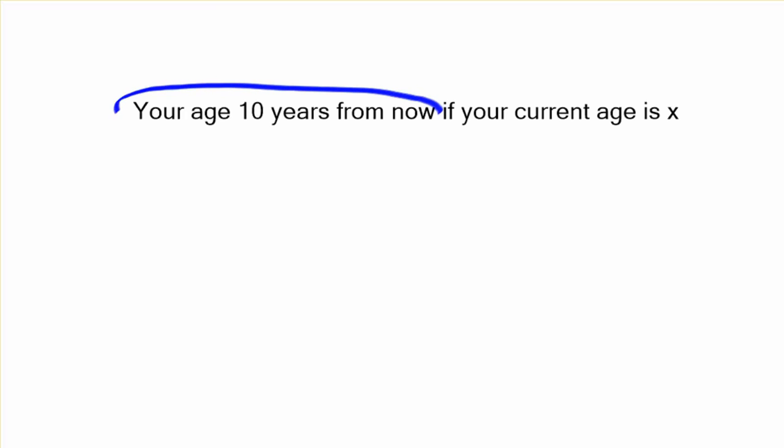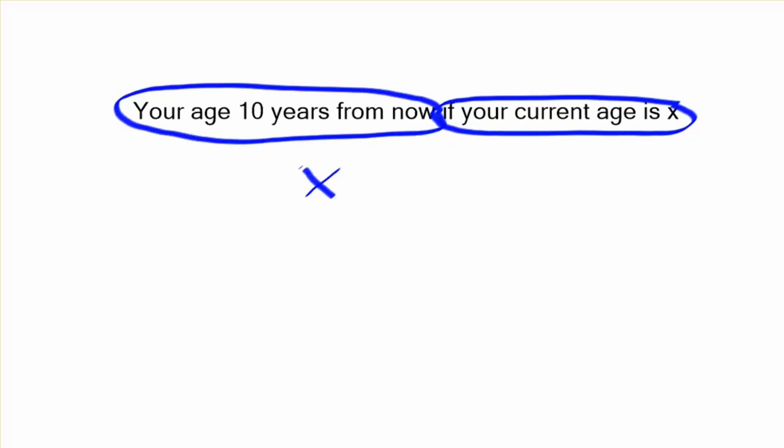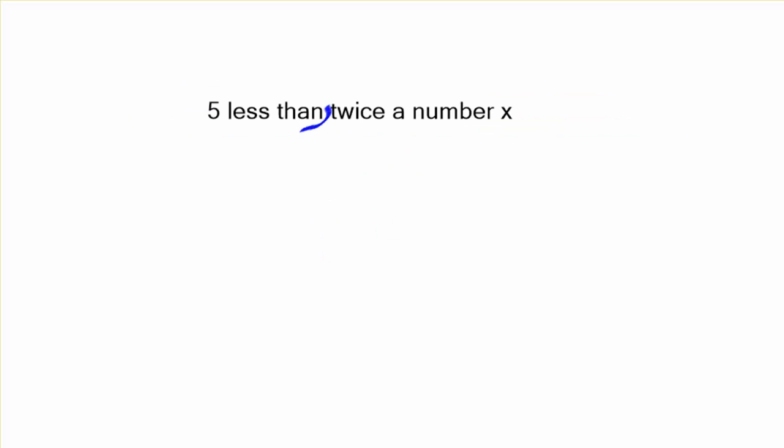Let's try this. Your age 10 years from now, if your current age is expressed as the variable x, well, you could just write x, your current age, plus 10 more years. Or, because it's an addition, you can just write 10 plus x. Either way still works. Let's try another one.